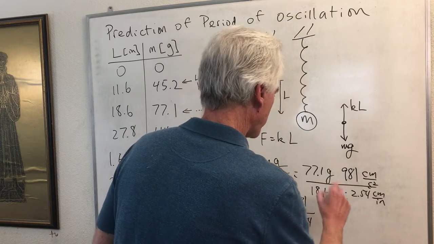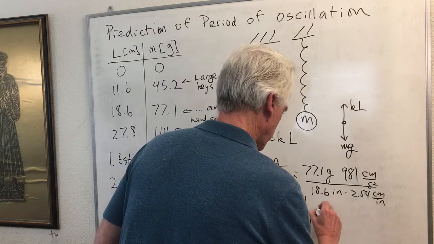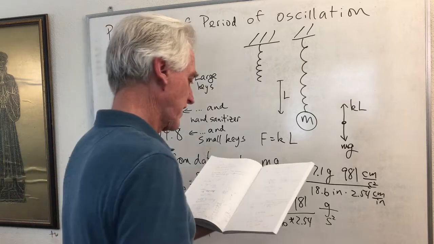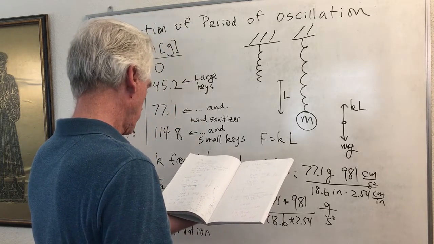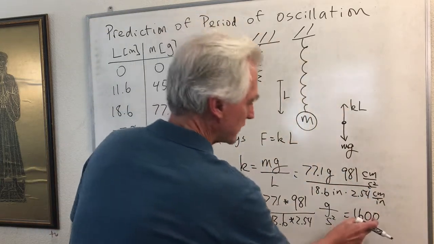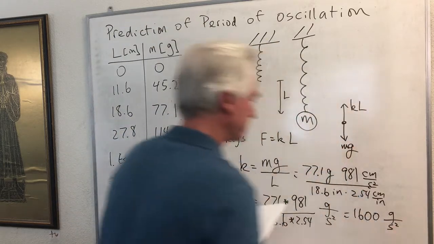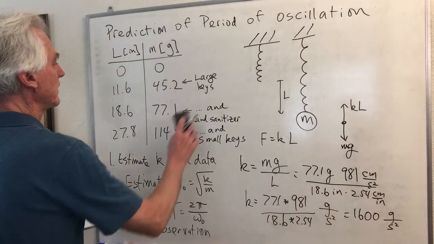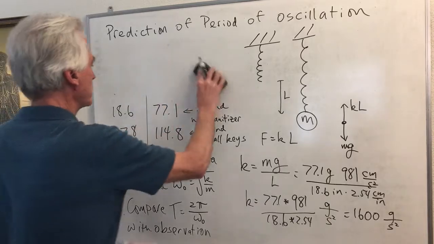Okay. Oh, I forgot the grams. There's a grams over there, so it's grams per second squared. That's the unit, which I figured out on the calculator, over here, and I got about 1600, rounded to 3 significant figures, grams per second squared. All right. So that's actually all I need from this table.